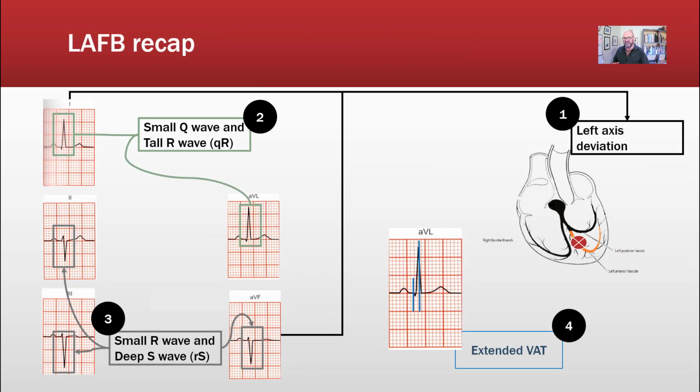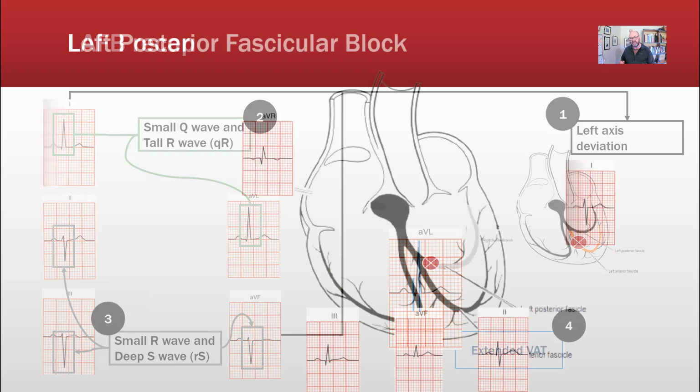A block in the left anterior fascicle produces a left axis deviation accompanied by non-pathological Q waves and dominant R waves in the left and lateral facing leads, and confirmation is achieved by finding small R waves but deep S waves in the right-sided inferior leads, such as 2, 3 and AVF. Final confirmation can be found by looking at the ventricular activation time, so the early phase of the QRS is quite likely to exceed 0.04 of a second.